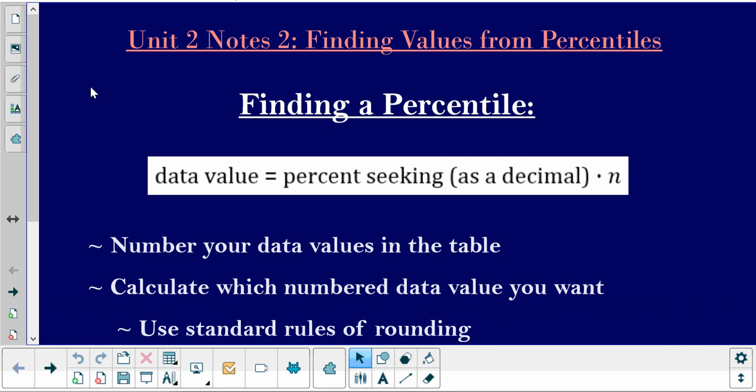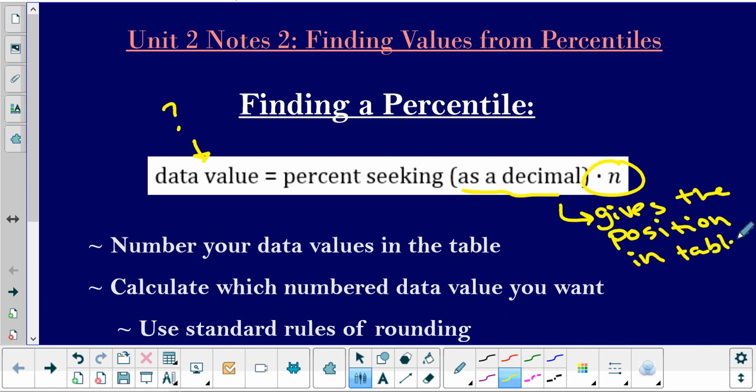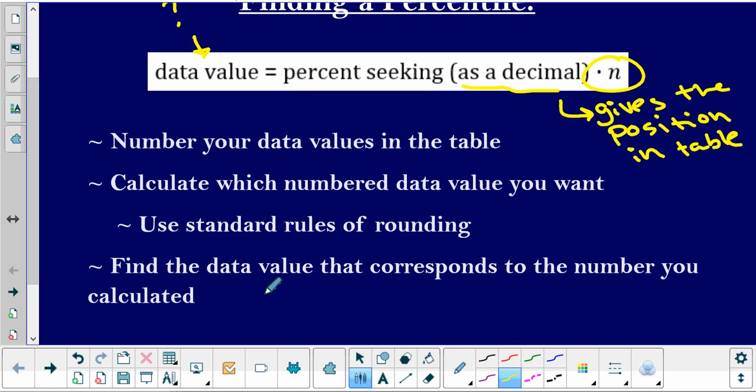So we're going to be looking at some tables today, and we have this little formula, if you will. It's not really a formula, but this is just showing you what the math is. Whatever data value we're seeking, we take the percent we want, write that percent as a decimal, and multiply that by n, and that gives us the position in the table that marks that value. Then we find the data value that corresponds to that position.